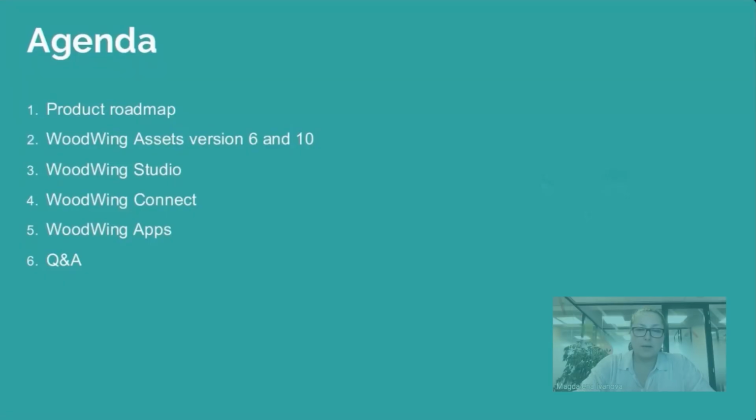As I said, a quick overview of the agenda. We're going to see the overview of the product roadmap for the year, then WoodWing Studio, WoodWing Assets version 6 and 10, what were the latest releases for the first half of the year. And then we continue with WoodWing Connect and the WoodWing Apps.